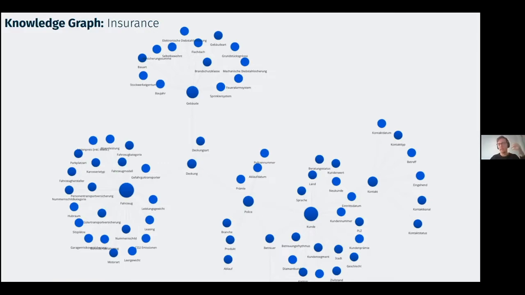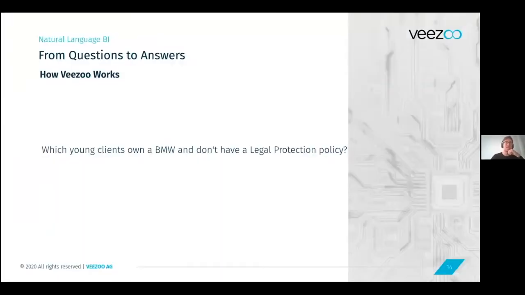Here we have this knowledge graph of all the data about insurance: customers, contacts, policies, and it's connecting everything together. So when you ask a question like, which young clients own a BMW and don't have a legal protection policy? What Veezoo does is first try to recognize the most important concepts in the question.